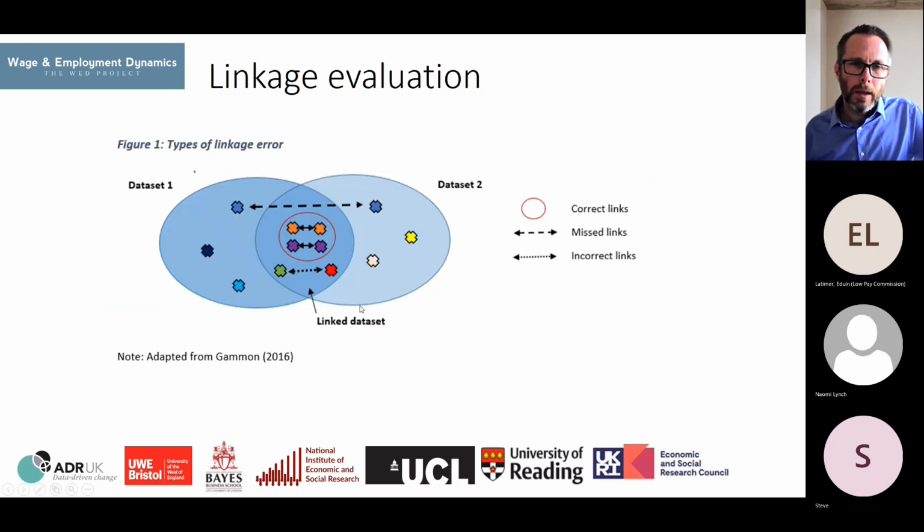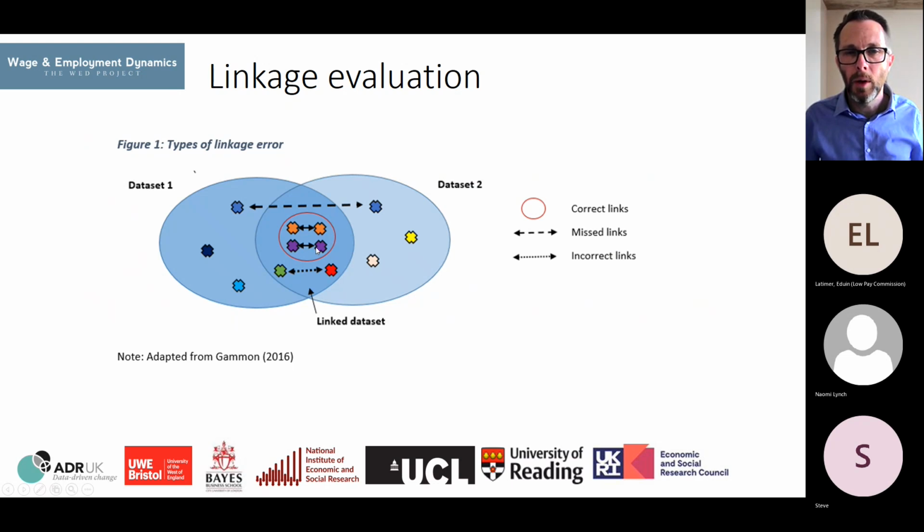And then what you get as a result of those two different linkage processes is some correct links. So if you look right in the center of the diagram here, we've got dataset 1. Let's assume that's ASHE. Dataset 2 is the census. Any records that appear in the intersection of the diagram are records that are common to both data sets. Now, hopefully you would want to find links for all of these, the orange, the purple, and the green and red. But what probably happens is you only find some of the correct links. So those are the ones in the red circle.